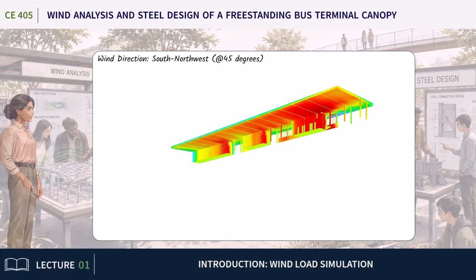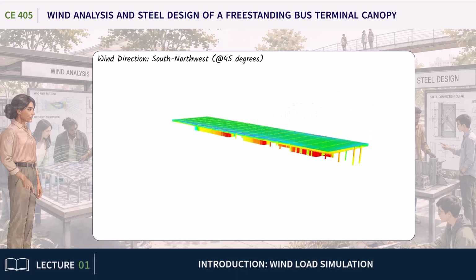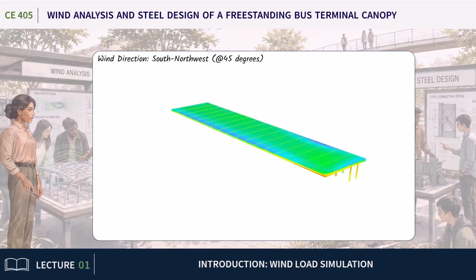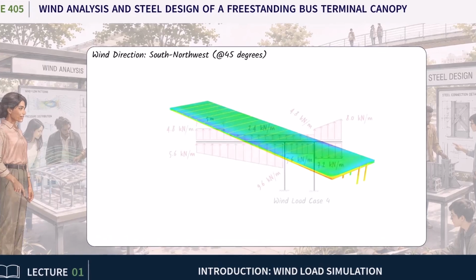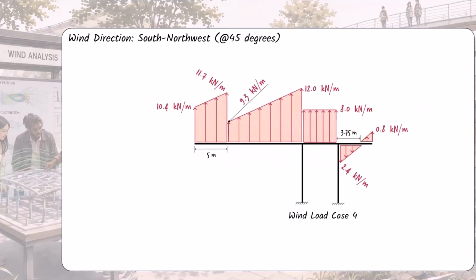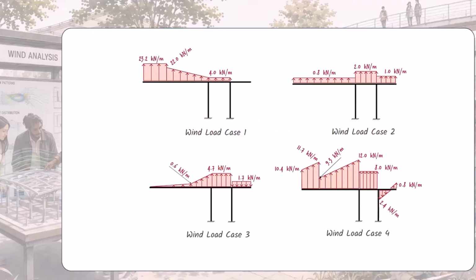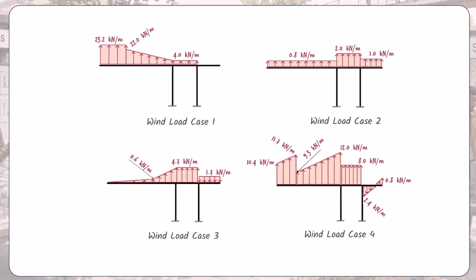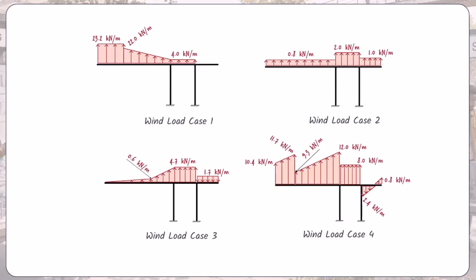Since all frames share the same geometry, we can focus on one typical frame. Combining the loads from both surfaces gives us the pressure distribution for wind load case 4. Here are the 4 load cases we have generated so far. After going through the other load cases, we've narrowed it down. These 4 are the most critical ones the structure will face.